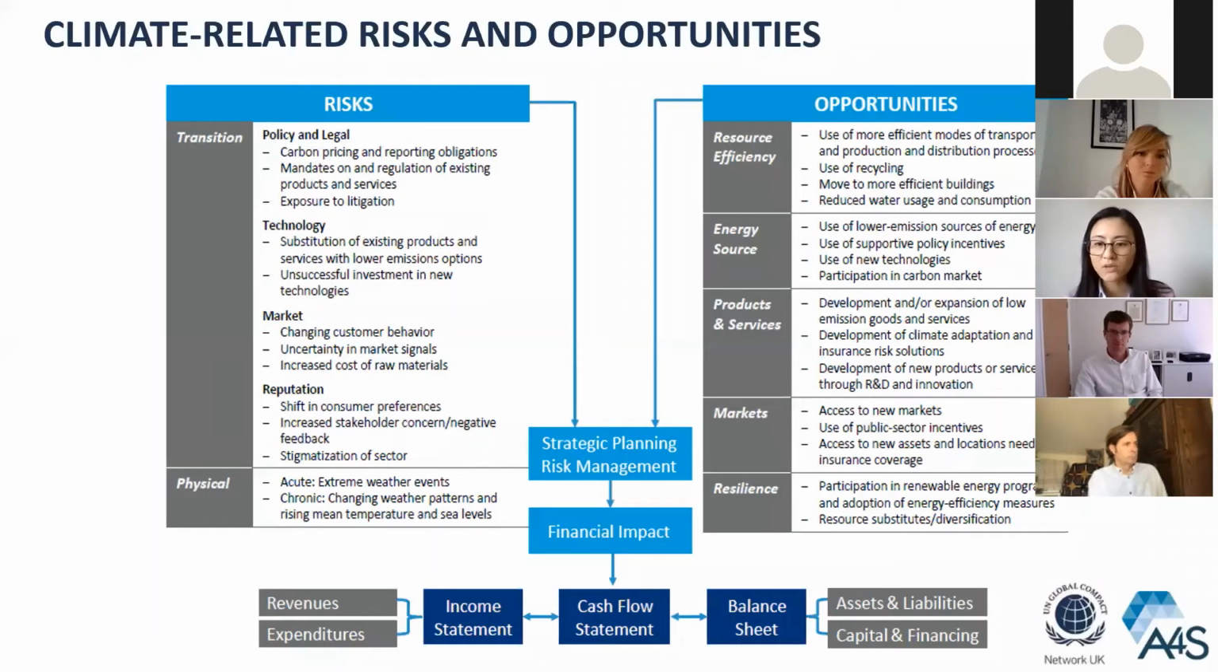Opportunities, so resource efficiency, energy source, so looking at opportunities for you to move to more efficient buildings or more efficient ways of operating. You might want to invest in R&D and innovation so that you can develop new products or services with a lower climate impact. And access to new markets, and we talked about access to capital. Investors are looking at companies that really understand climate risk and know how to address them. So take a look at these examples, and then maybe we start with part one of the exercise.